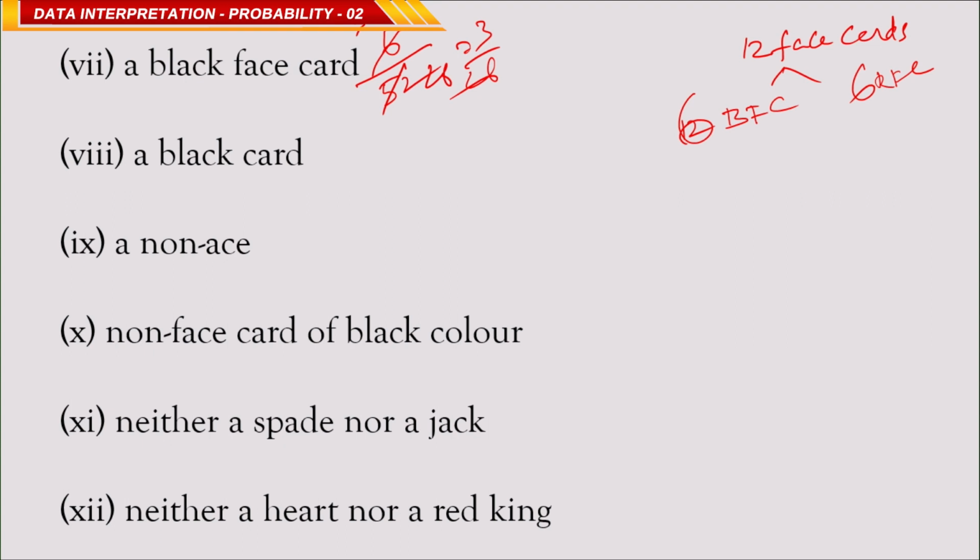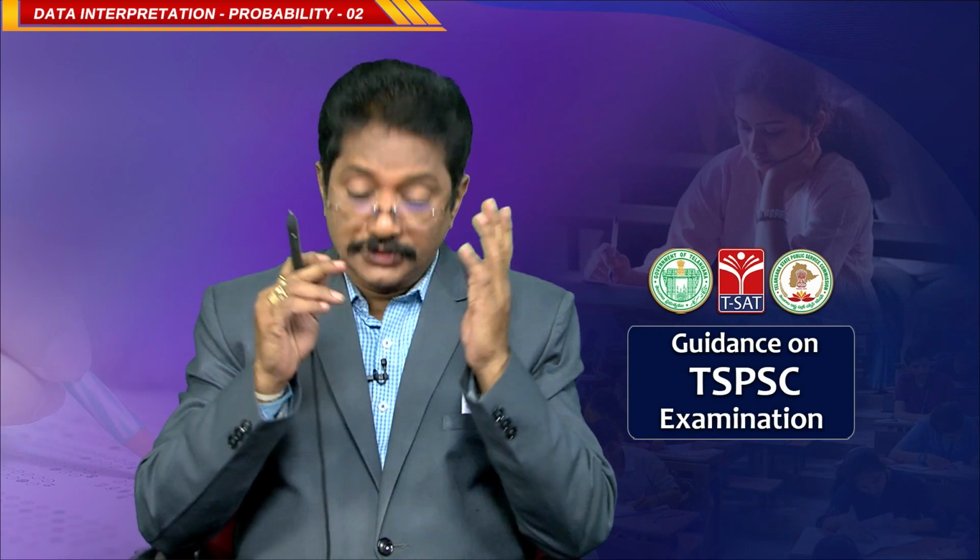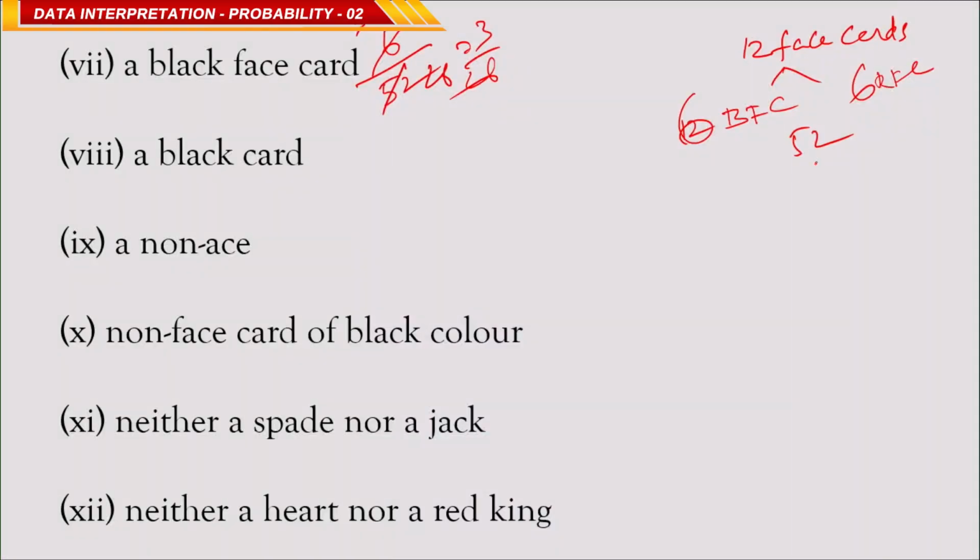Okay. Now, come to the black card. So, we have 52 cards. Among 52 cards, 26 cards are black and 26 cards are red. So, the favorable outcomes for getting a black card is 26 and total outcomes is 52. So, 26 by 52 means 26 1s are 26, 26 2s are 52, so it is 1 by 2.